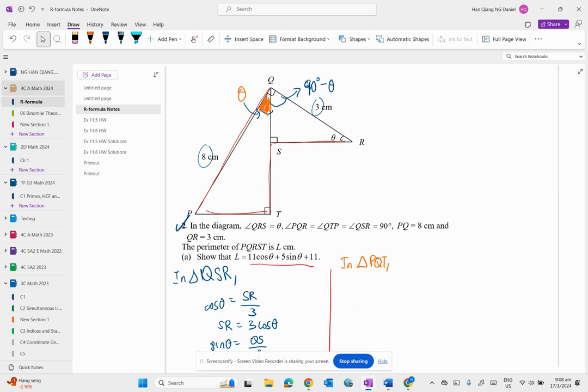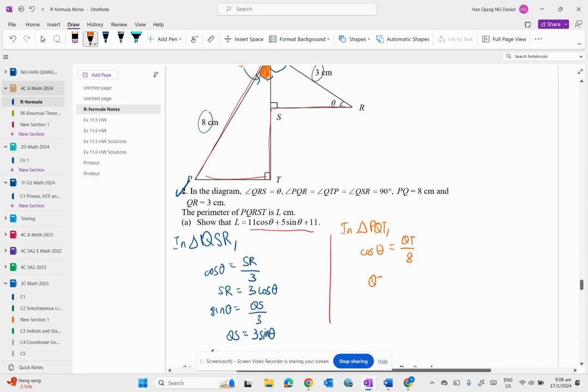So in triangle PQT, I have first, same, cos theta equals adjacent over hypotenuse. Adjacent, which one? Which side are we referring to? Nathan? Cos theta equals what over what? QT over 8. Okay, so QT equals 8 cos theta.